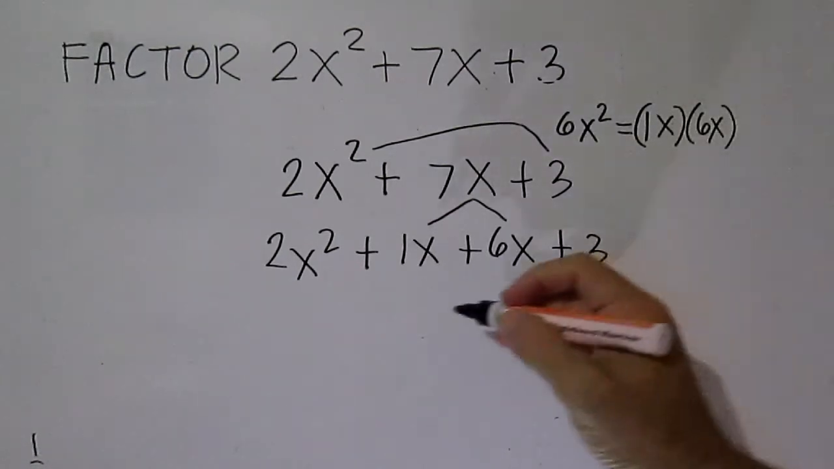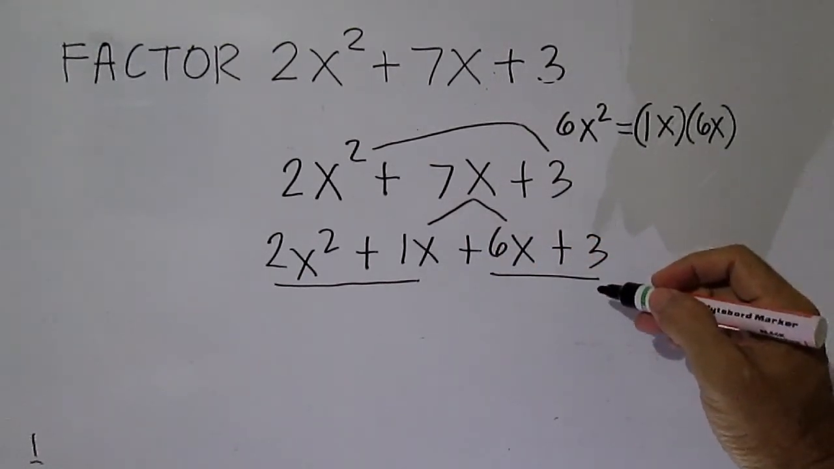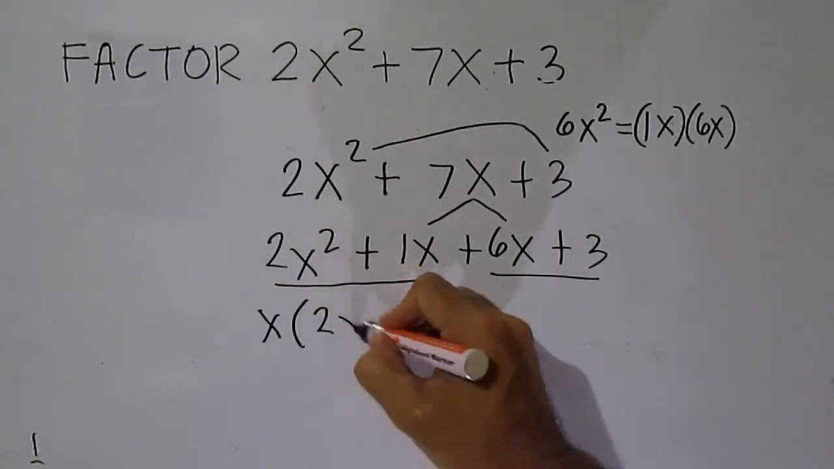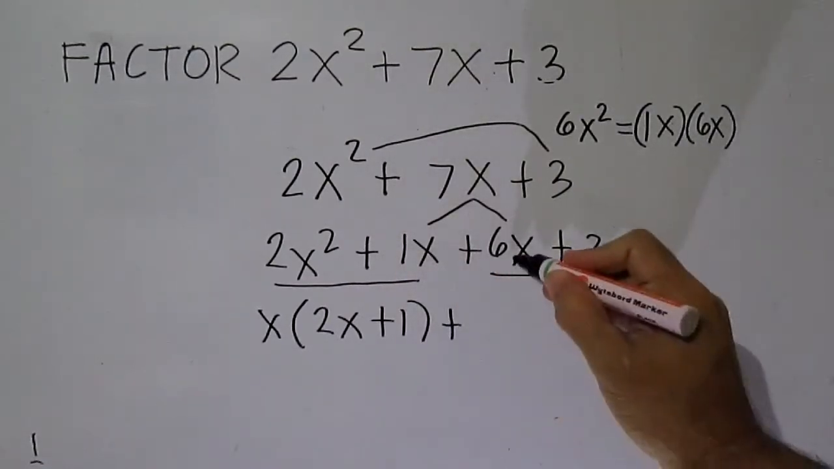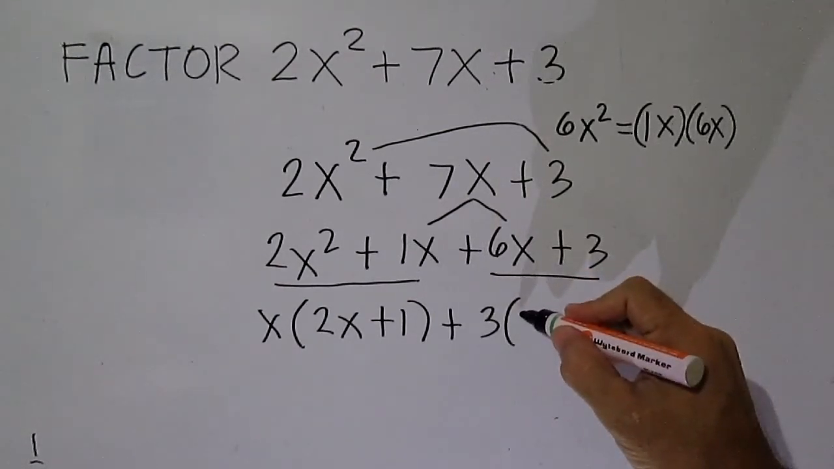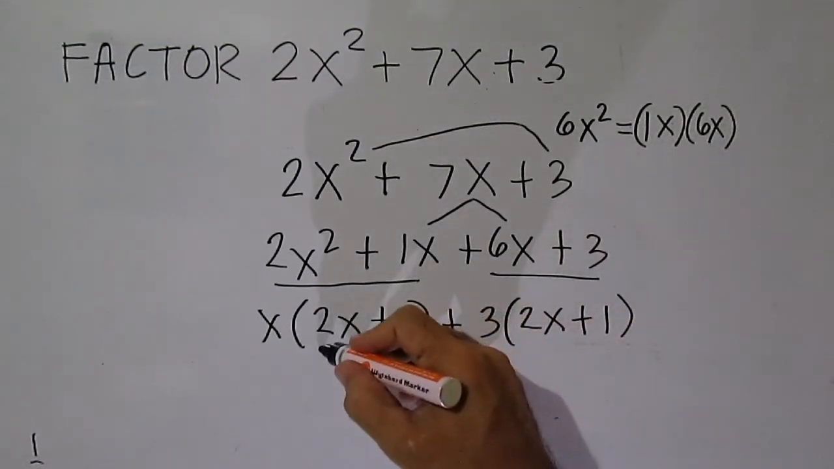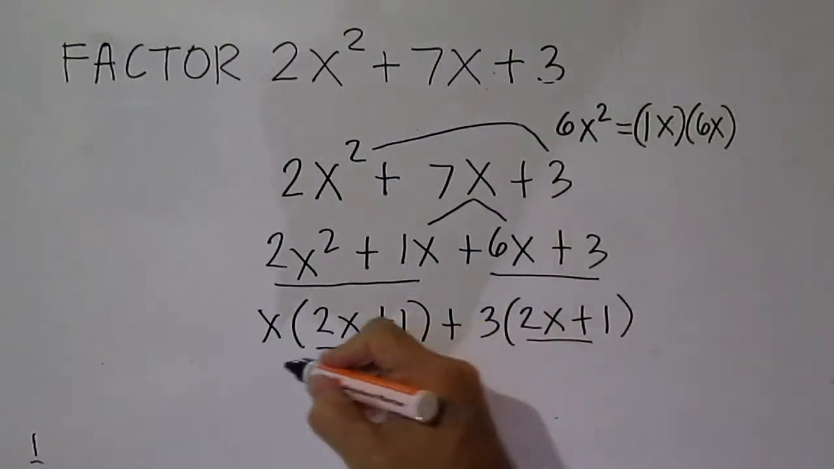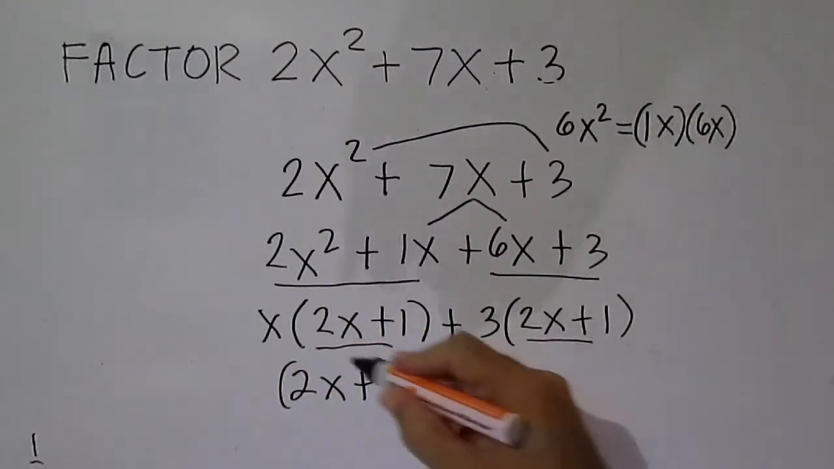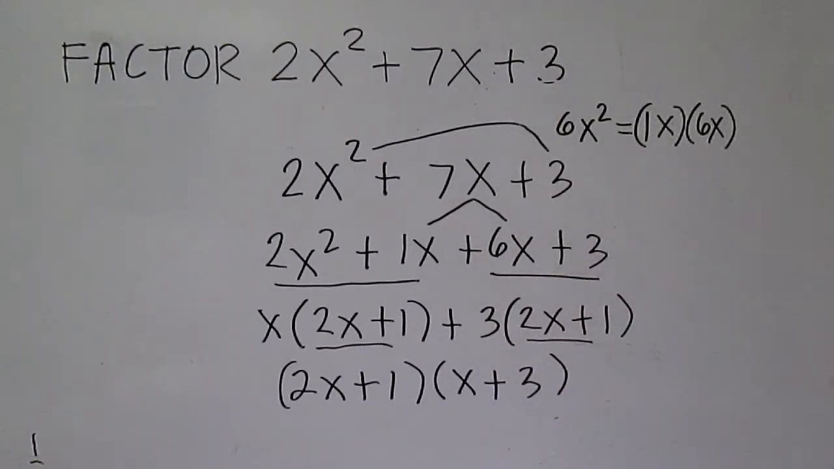We have four terms. Factor by grouping. Group the first two terms together and the second two terms together. Factor out the GCF, which is x. 2x squared divided by x is 2x. 1x divided by x is 1. Plus, the GCF is 3. 6x divided by 3 is 2x. 3 divided by 3 is 1. Observe that you have a common binomial factor, which is 2x plus 1. Factor out 2x plus 1, and the other factor is x plus 3. These are the factors of 2x squared plus 7x plus 3.